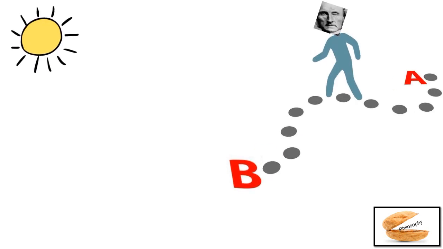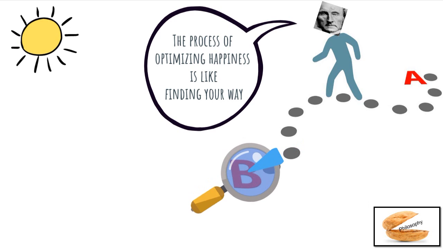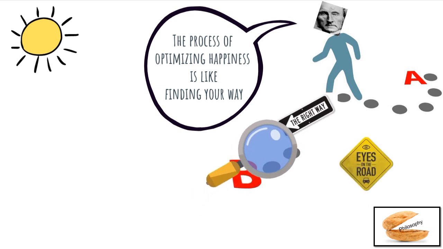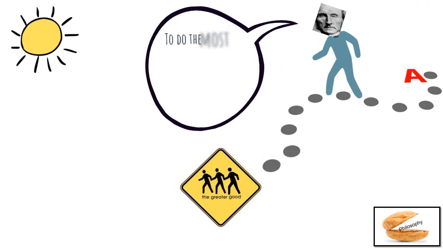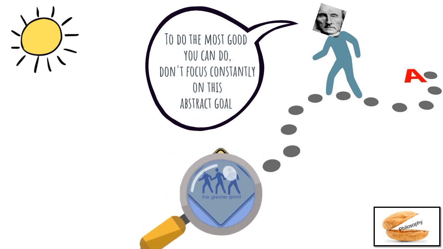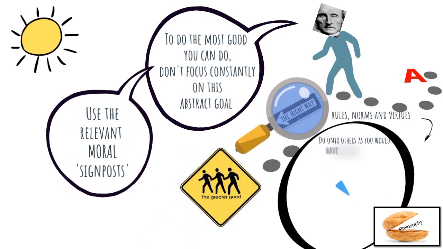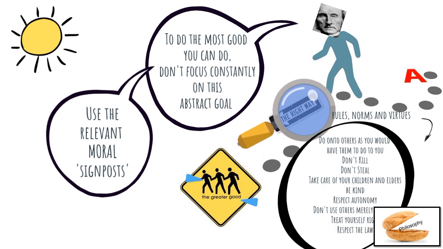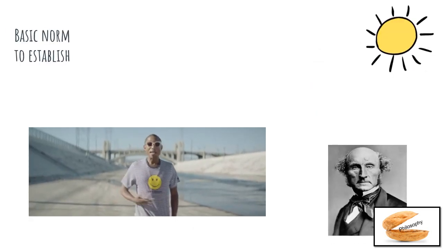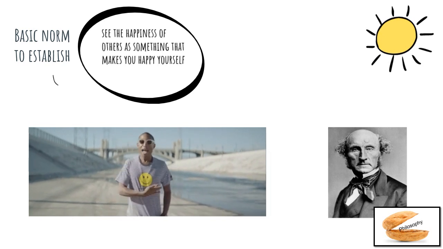Mill also compares the process of optimizing happiness with finding your way. To travel from A to B, it is not always a good idea constantly to focus on B. Instead, keep your eyes on the road and direct your focus on the relevant signposts. In the same way, to do the most good you can do, don't focus constantly on this abstract goal, but use instead the relevant moral signposts available. Those moral rules, norms and virtues established precisely to help us produce the most happiness possible in the long run. One basic norm that we according to Mill ought to establish is this: you should learn to see the happiness of others as something that makes you happy yourself.